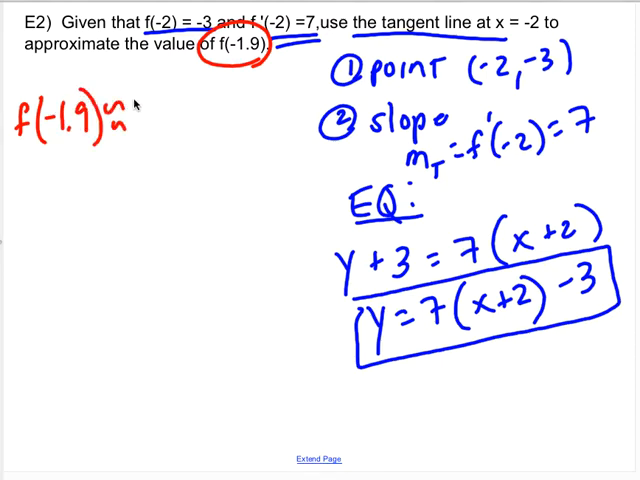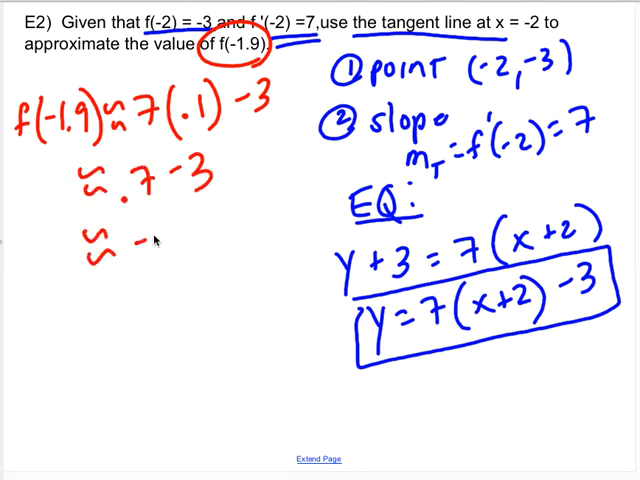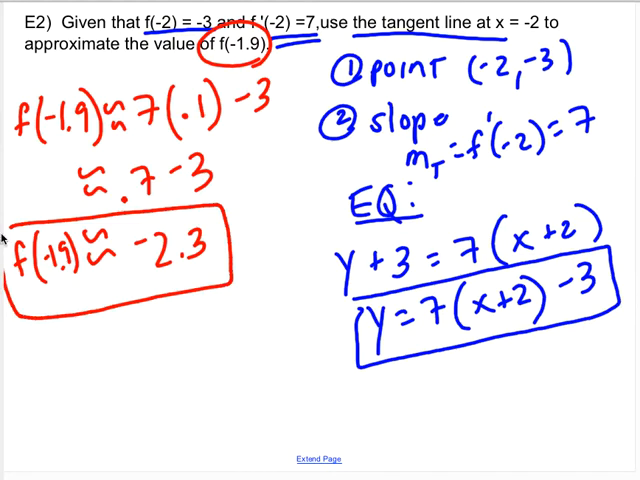And when I plug that in, I'm going to get 7 times a 0.1, right? Because negative 1.9 plus 2 is a 0.1, minus a 3, right? That's a 0.7 minus a 3, which seems to be a negative 2.3. Right? And again, I'm clearly using the approximately symbol. I'm making it clear that what I'm finding and what I'm approximating is f of negative 1.9. All right, moving on to the next one.